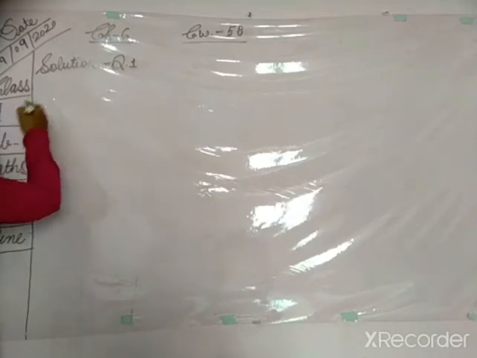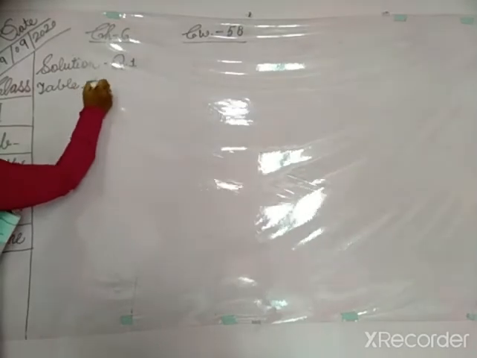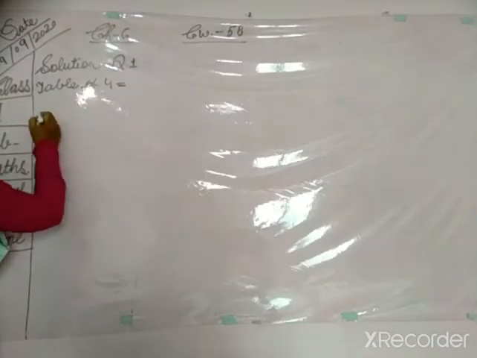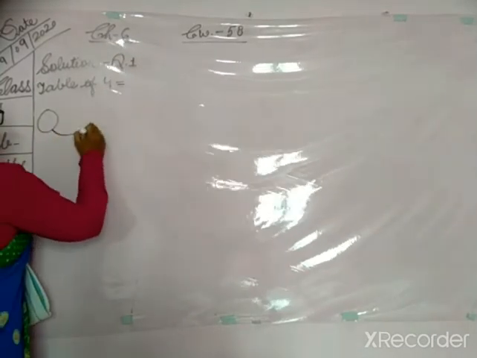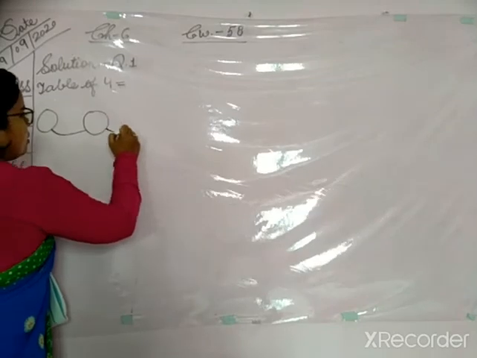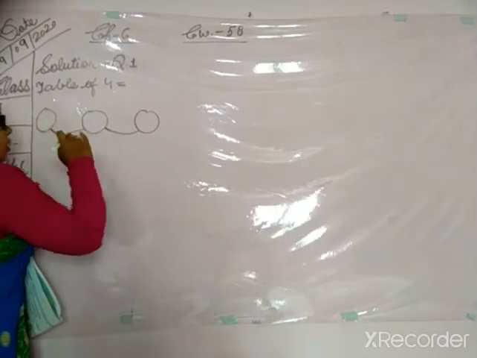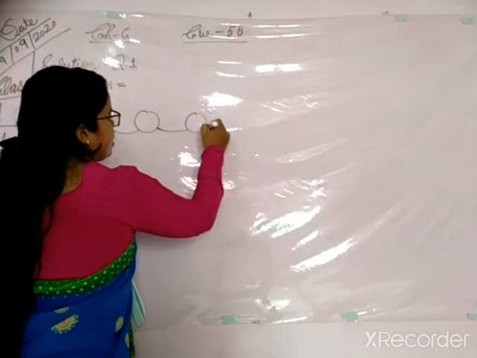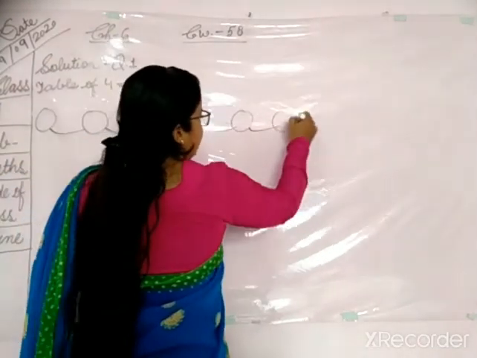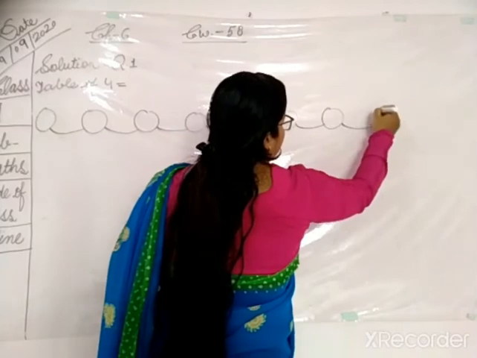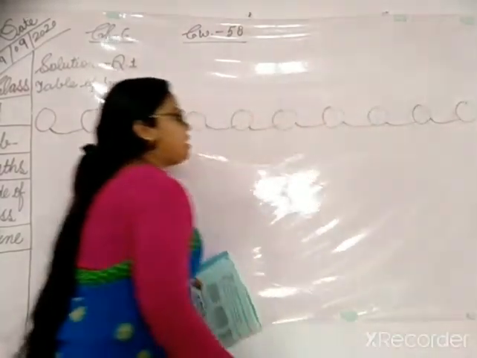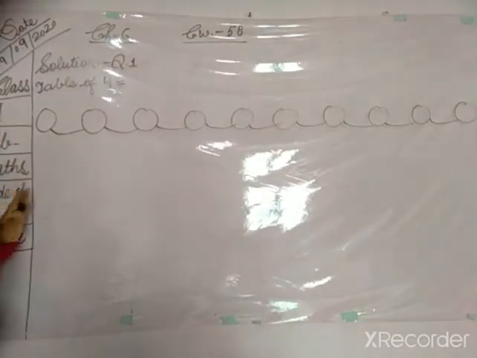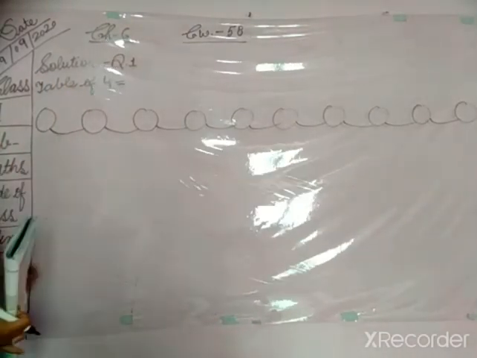Here, table of 4 is equal to, first of all you have to draw 10 circles, and you have to combine them with the help of a curve. 1, 2, 3 circles, then 4, 5, then 6, 7, 8, 9, then 10. See students, first of all you have to draw 10 similar circles.